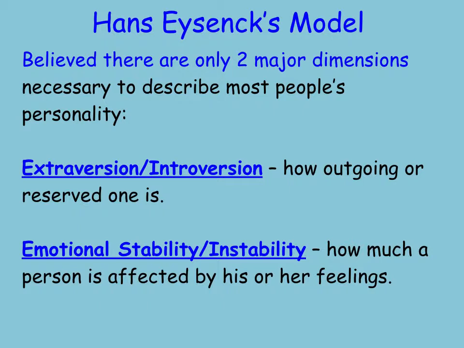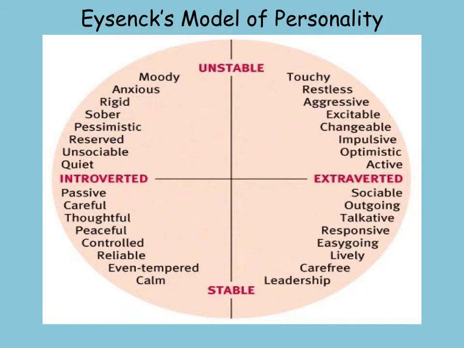Once you figure out if you're an introversion or extroversion, are you emotionally unstable or stable, you now use this chart. So if you are introverted and unstable, like myself, you are quiet, unsociable, reserved, pessimistic, sober, rigid, anxious, and moody. Sounds like me. So the Eysenck personality.